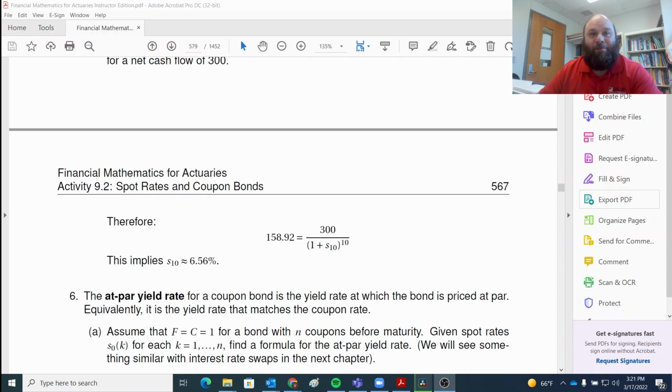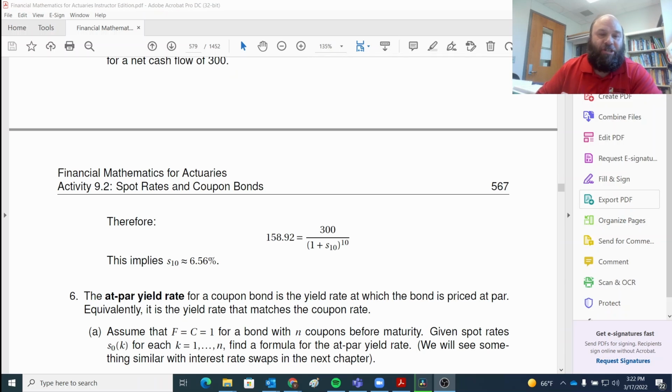All right, let's wrap up 9.2. So the last concept in 9.2 is something called the at-par yield rate for a coupon bond. Roughly, this is a way we might be able to interpret the yield as like an average of the rates and the yield in the term structure, but I think I might be reaching with that interpretation. It'll require more thought.